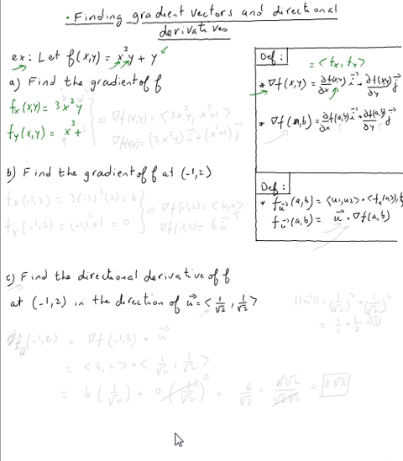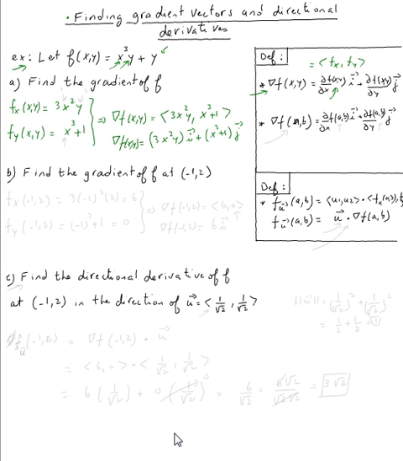of y is 1. Therefore the gradient of f at any x, y is equal to the vector 3x squared y, x cubed plus 1. If you like the other notation, 3x squared y times i plus x cubed plus 1 times j. So this is the gradient of f at any x, y.